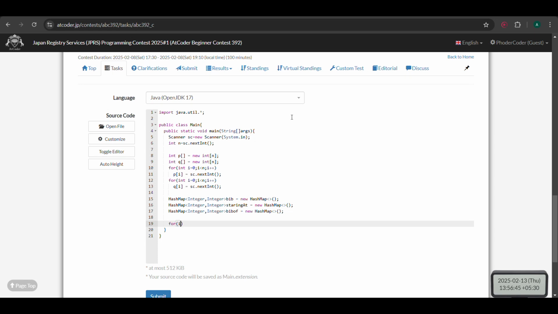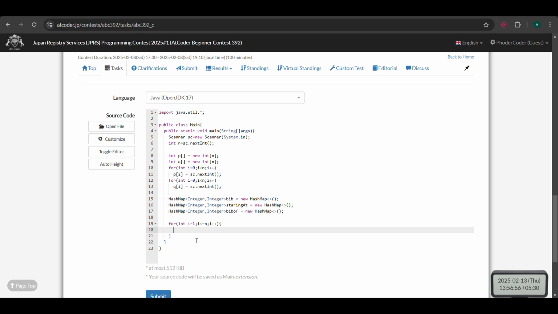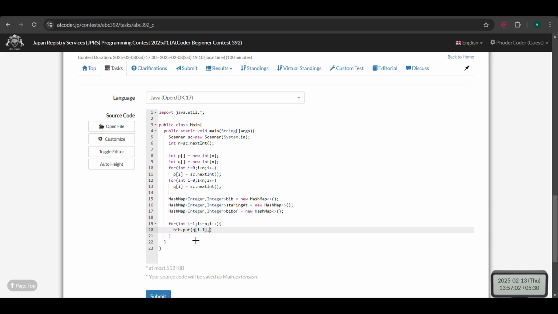Now we are doing this for every ith number, right? So for every i from 1 to n, how do we find the bib number? Every q of i, the bib is worn by the ith person. So for the bib hash map, we will put for every q of i minus 1 the ith number, right? So the q of ith bib is being worn by the ith person. Can I say it like that? Alright, so the first hash map is done.